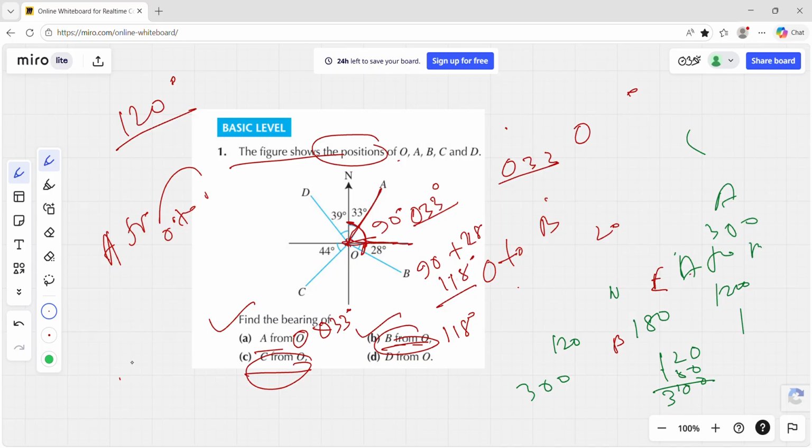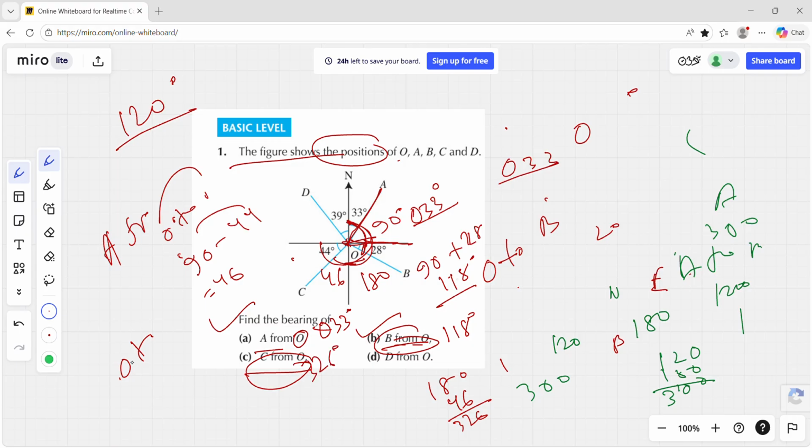There is another question, from C. That means O to C. So you have to go to this side and then come to here, all the way down. So this particular angle is 180 degrees, and this is 90 degrees. To reduce 44 from 90, it will give you 46. So this is 46. So you have to add 180 plus 46. That is 226 degrees.